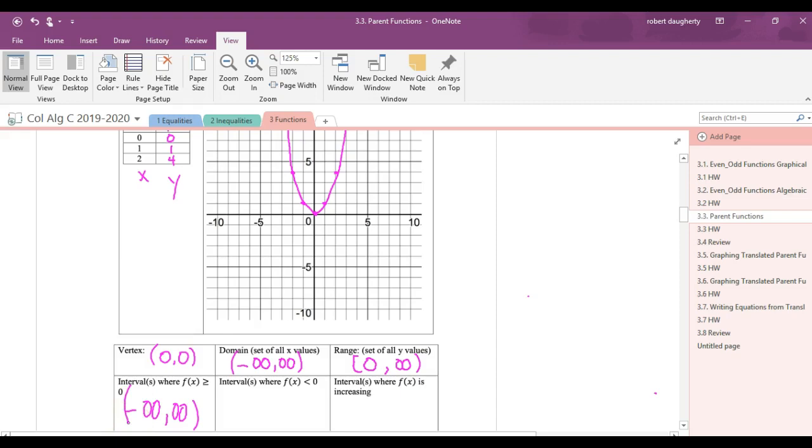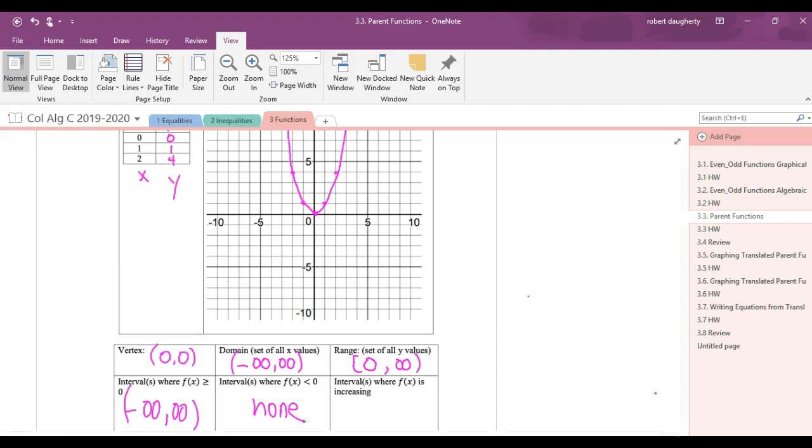Intervals where this function is less than 0. That means I'm looking for where this function is below the x-axis. Does that happen? No, there's none. Okay. There are no intervals where this function is below the x-axis.